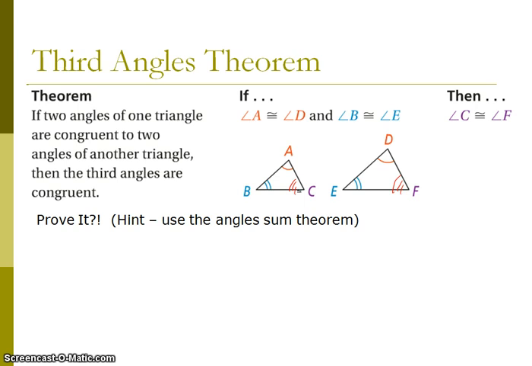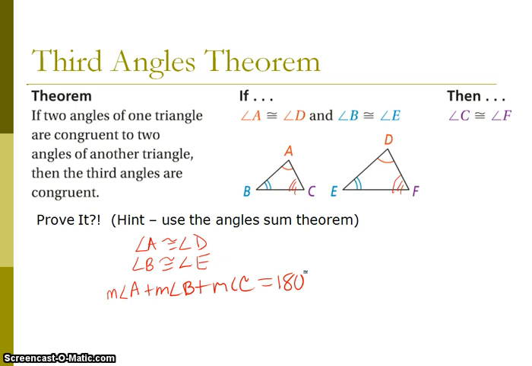If we were going to prove it, and I'll do it in a little less formal fashion, I would know that angle A is congruent to angle D, and angle B is congruent to angle E. And I would know that the measure of angle A plus the measure of angle B plus the measure of angle C must be equal to 180. And that's just the triangle angle sum theorem. And I would also be able to state that the measure of angle D plus the measure of angle E plus the measure of angle F is equal to 180. Once again, this is just the triangle angle sum theorem.